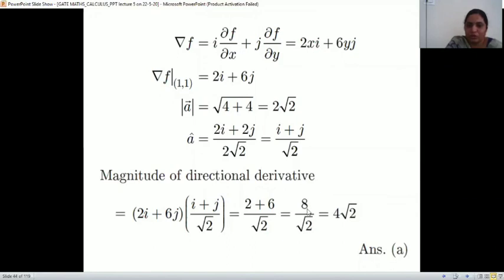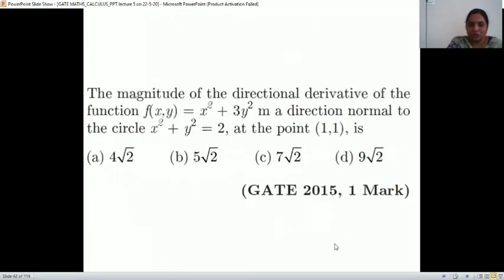This is 4 into 2, right? 2 can be written as root 2 into root 2 again, and one root 2 gets cancelled. So your answer will be 4 root 2. So your correct option is option A.